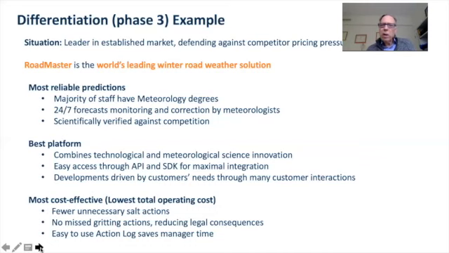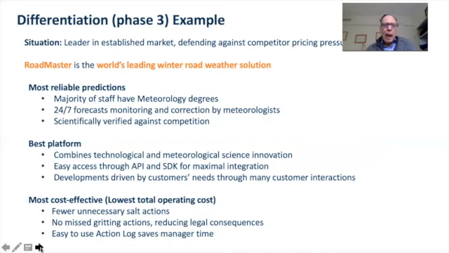Key messages, why are we that? Because we have the most reliable predictions, we have the best platform, and we're ultimately the most cost effective, not because the software is the cheapest, but because we work the best and save you money. So that's an example of a message matrix constructed on a pure leadership claim.